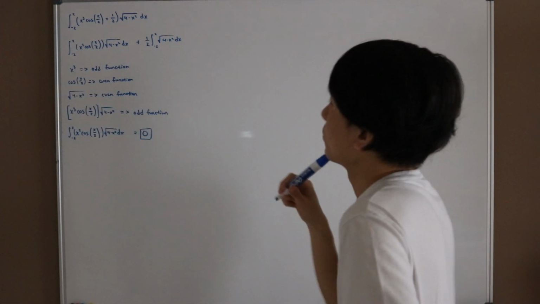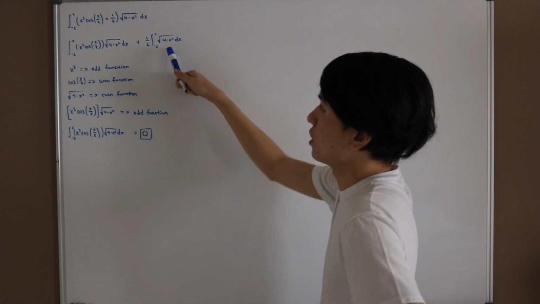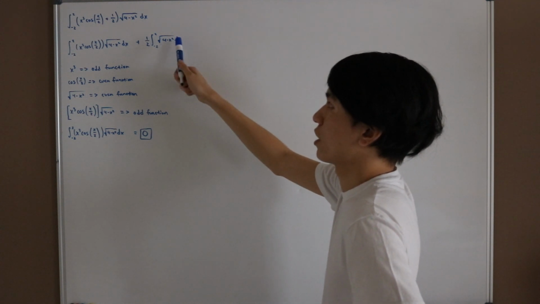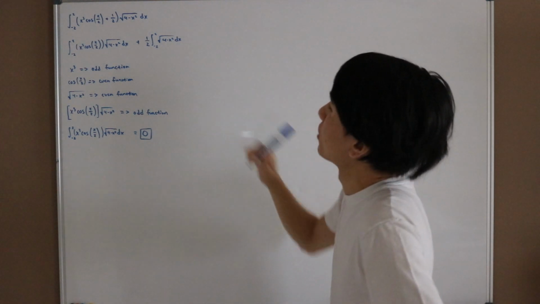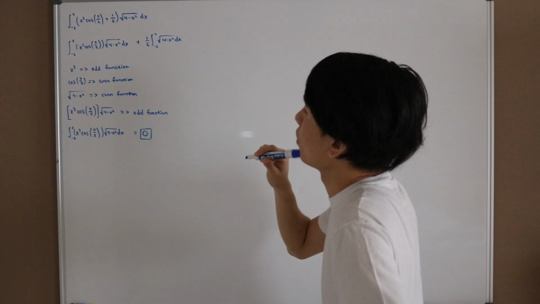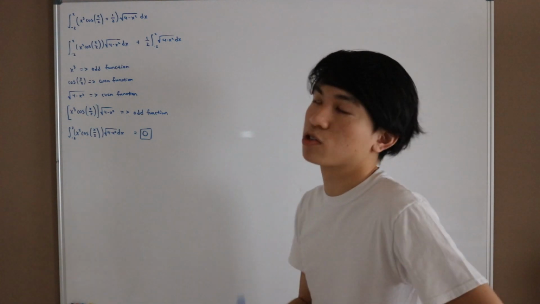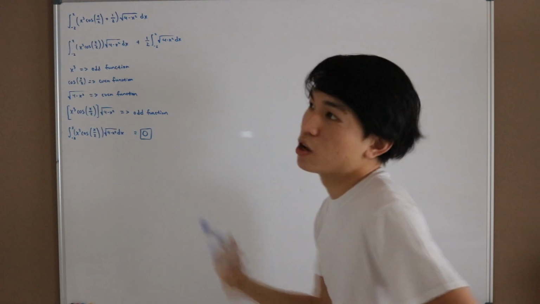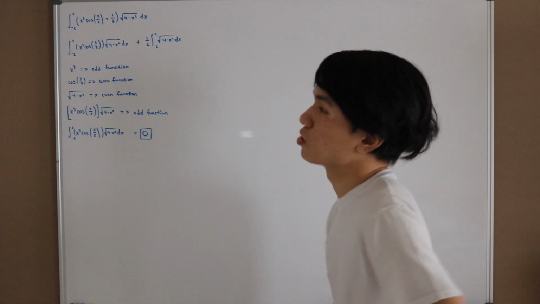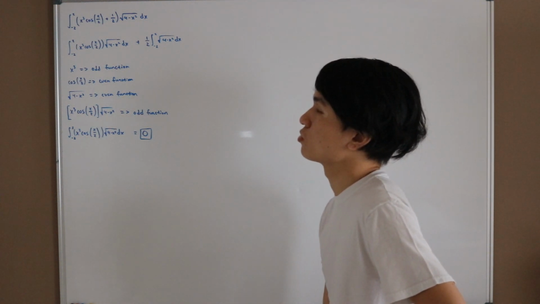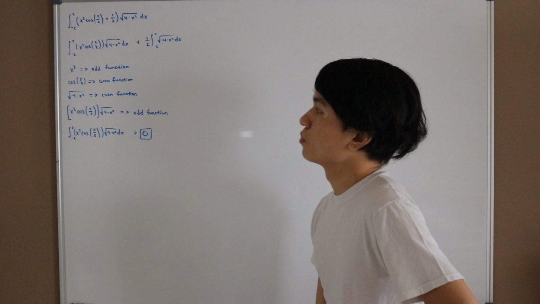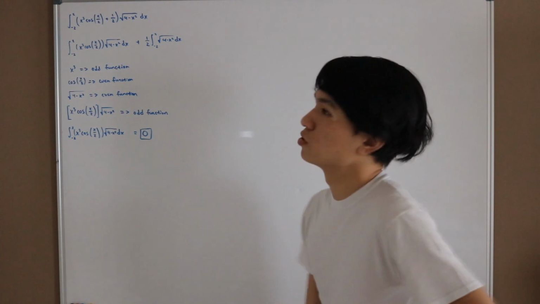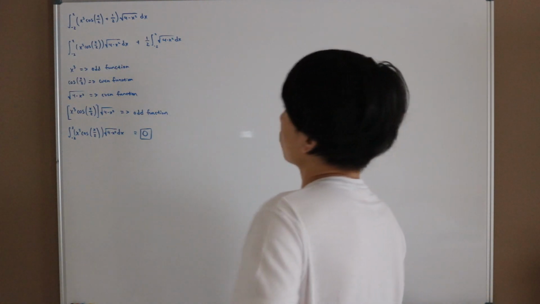So you might be thinking, how exactly can we integrate the square root of 4 minus x squared? Well, we can't necessarily integrate it easily, especially if we were to try using u substitution or integration by parts, or solve it like how you would usually solve definite integrals. So the easiest way to do this is using geometric interpretations.